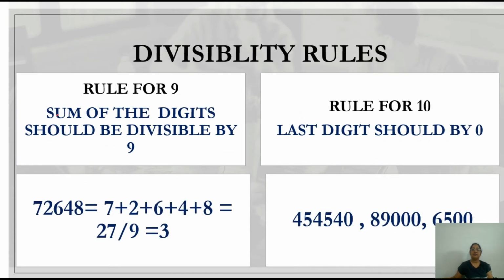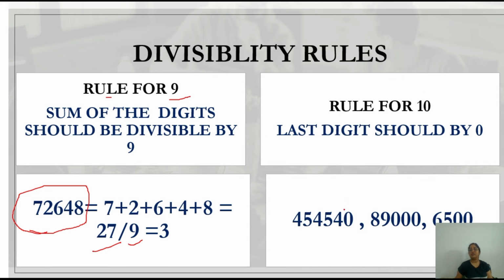So to check the divisibility rule of 8, we will check only the last 3 digits. Rule for 9. Yes, the sum of the digits should be divisible by 9, like 3. As in the case of 3, we check whether the sum of the digits is divisible by 3. For 9, it is the same. We will check that the sum of the digits is divisible by 9. So 7 plus 2, 9, plus 6, 15, plus 4, 19, plus 8, this is 27. Yes, it is divisible by 9. So this whole number is divisible by 9. It's very, very simple.